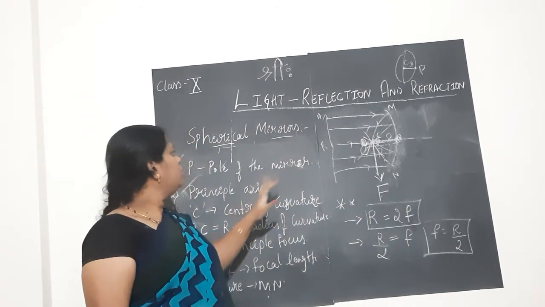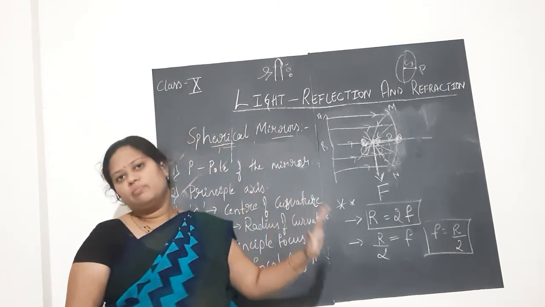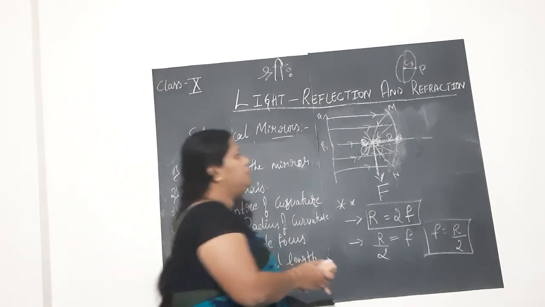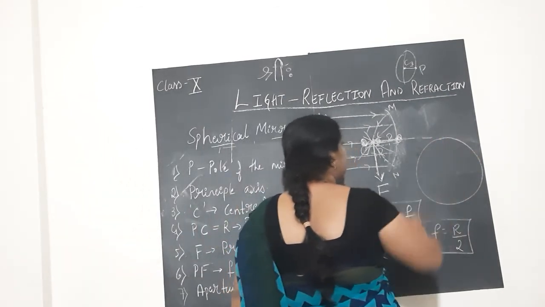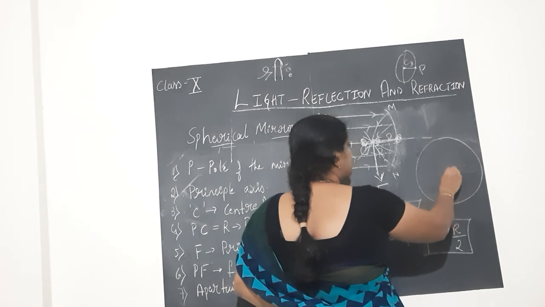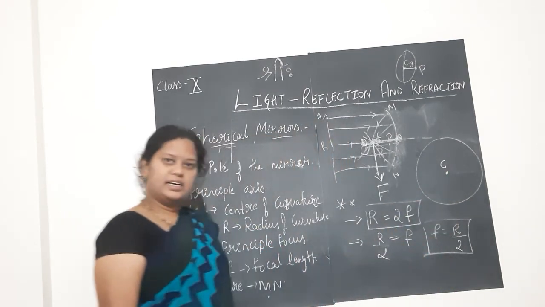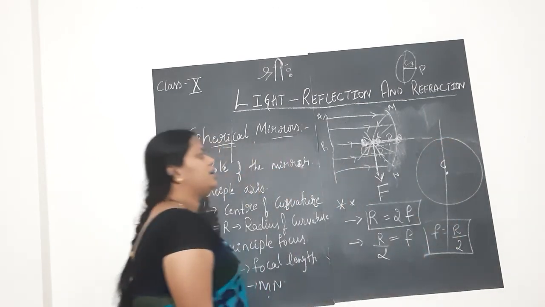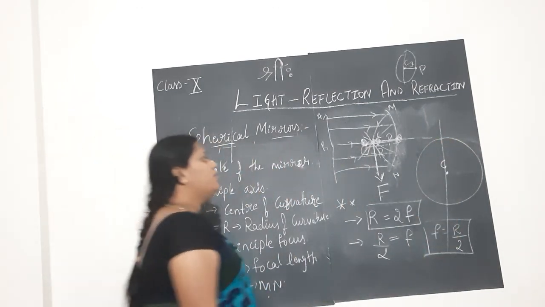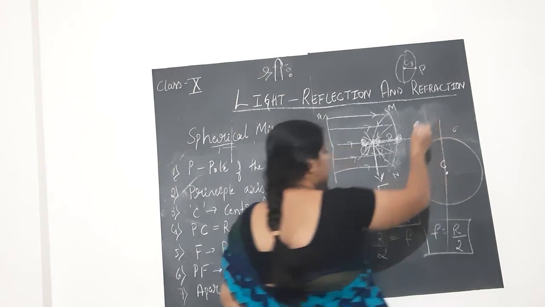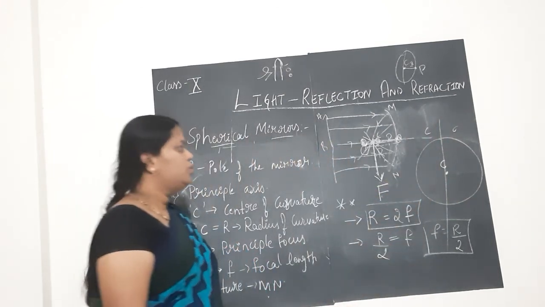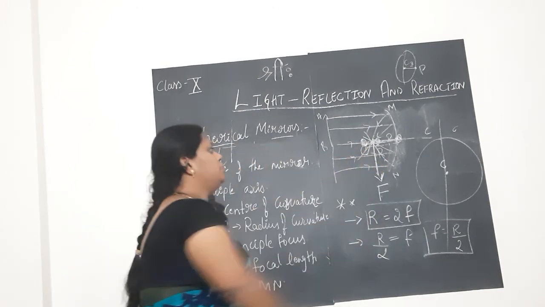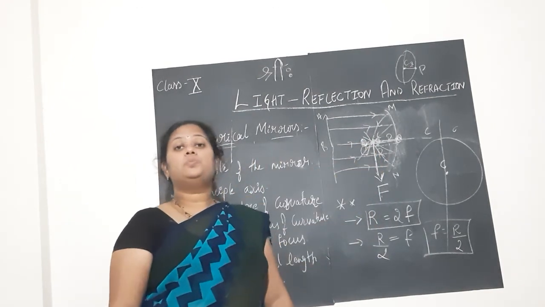Next, we studied about the various terms with respect to mirrors. As you all know, when you consider the sphere or circle, children, it has its center represented by letter C. Now, we divided this circle into two halves. One is concave and the other is convex. So, the center of curvature is nothing but the center of the sphere which is present on the principal axis.